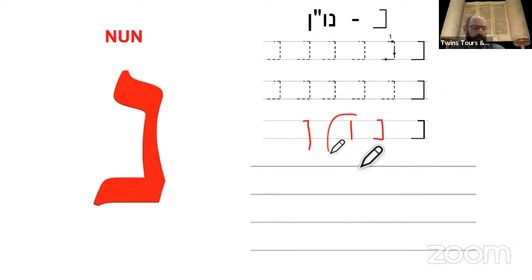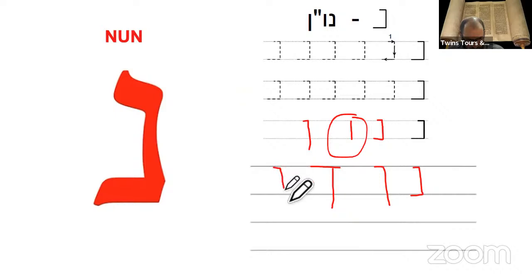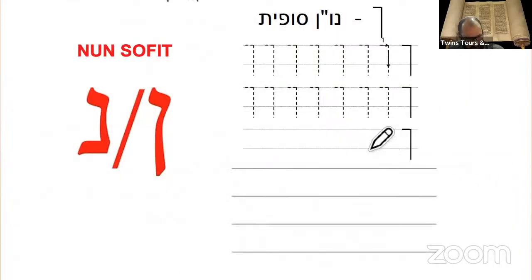Sometimes nun is tricky because it looks like vav, but with practice and reading and knowing Hebrew and knowing the words, you differentiate between the two. All right, so this is nun at the beginning of a word or the center, and this is nun sofit. Again, differentiate it from the chaf or the kaf. It's smaller. The line is small. Nun sofit.